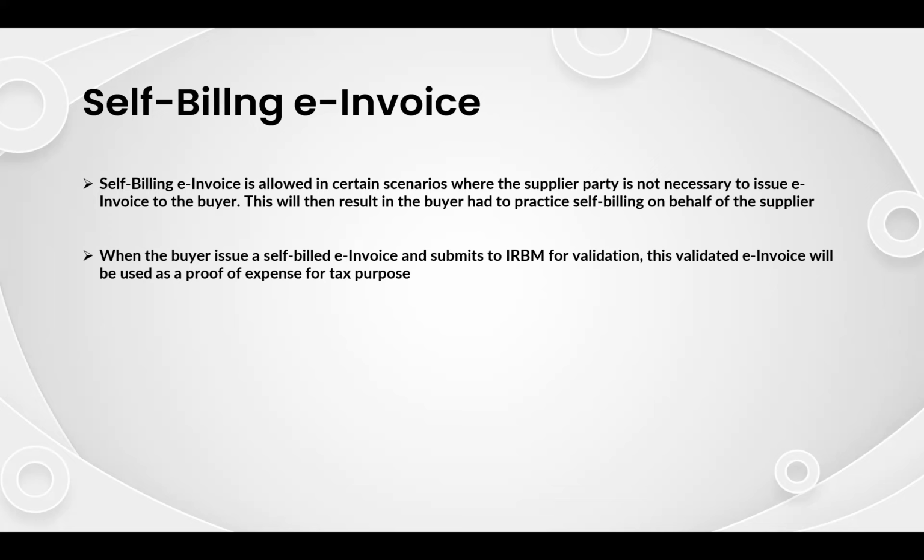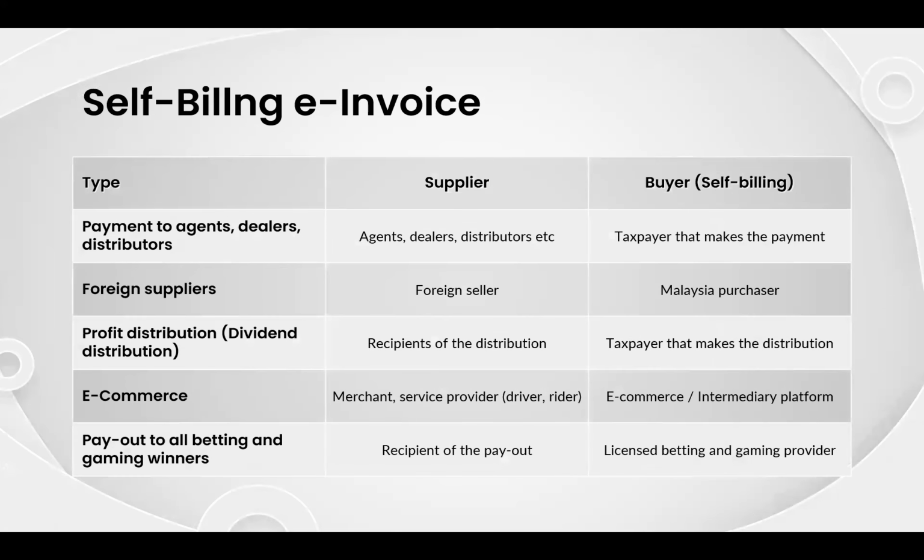Okay, so you must take it in as self-billed, especially those from foreign companies, or where you get something from a person, like goods and services, anything. Okay. Self-billed e-invoice. These are self-billed e-invoices: payment to agents, dealers, and distributors, foreign suppliers, profit distribution, dividend.